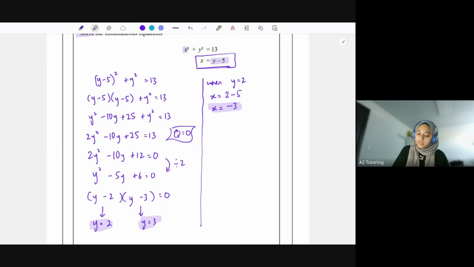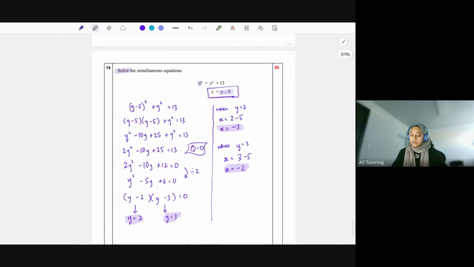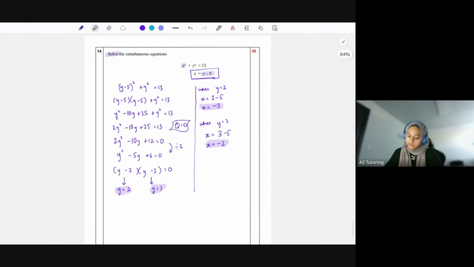So I found my first answer of x. We still need to find our second answer of x. So when y equals 3, we've just plugged this one in here, x equals 3 minus 5, which is just minus 2. And there's my final answers. So that's all four answers for 5 marks.